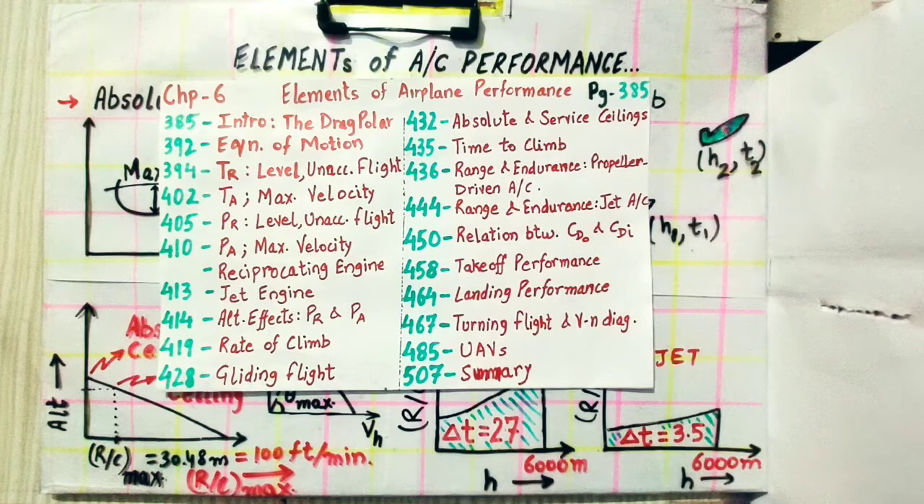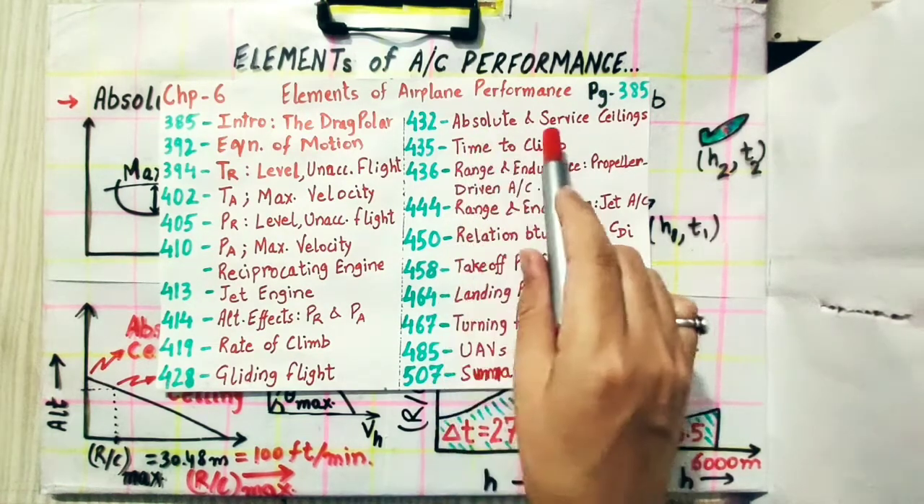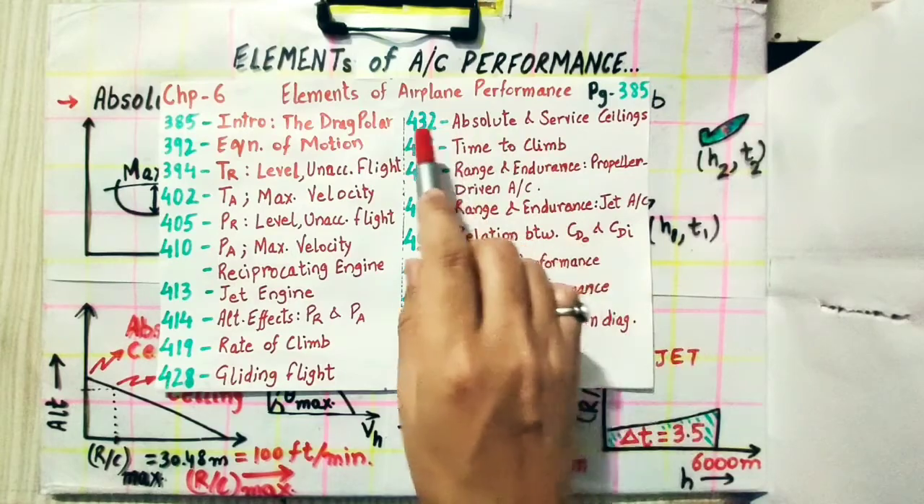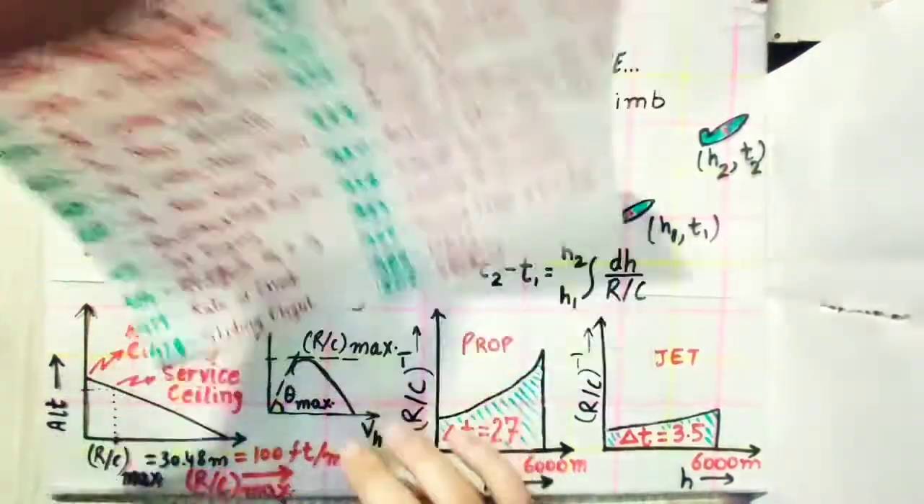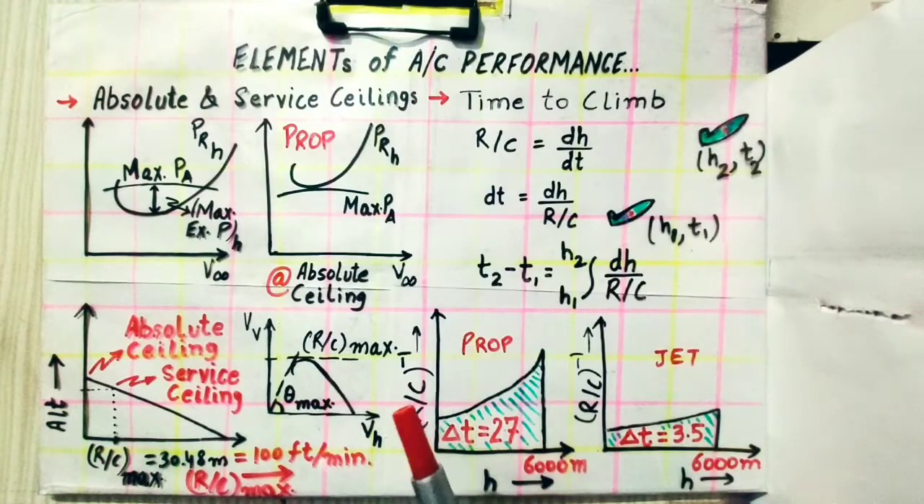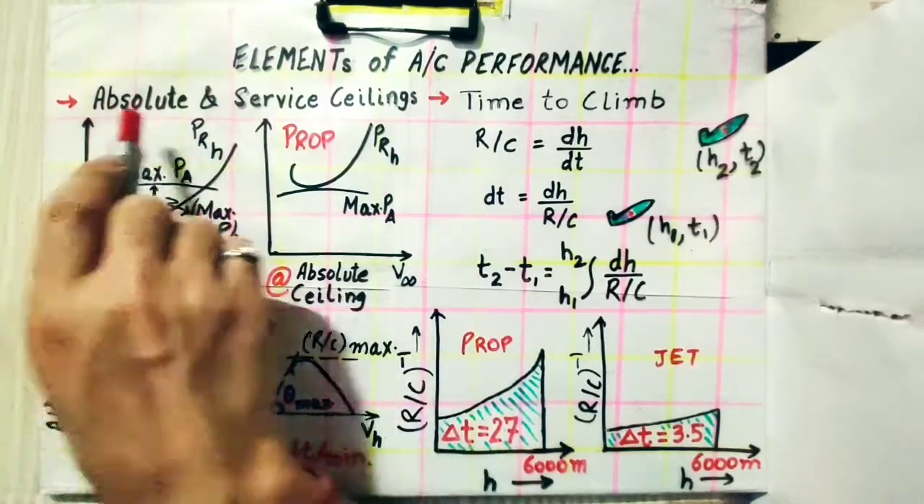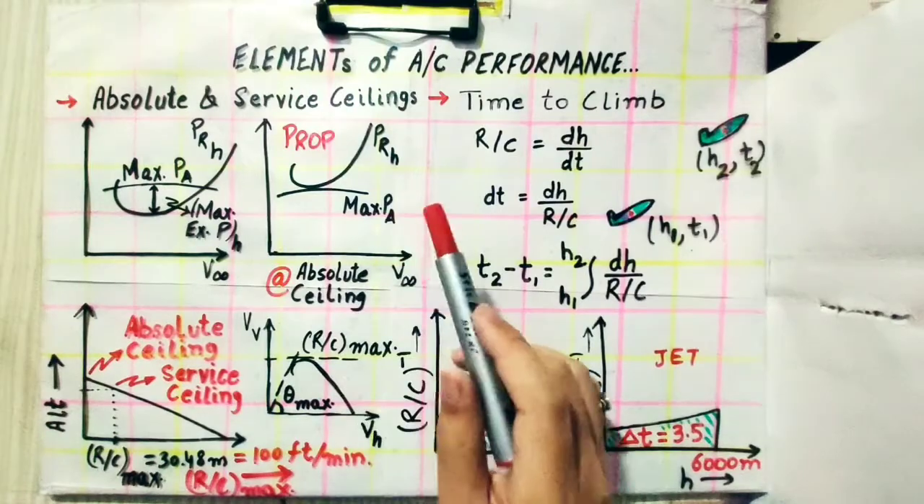Hola amigos, so now let's continue to our next topic, that is absolute and service ceiling and time to climb, at page number 432 and 435 of chapter 6 of Elements of Airplane Performance. And the book we are following is Introduction to Flight, 6th edition by J.D. Anderson, special Indian edition.